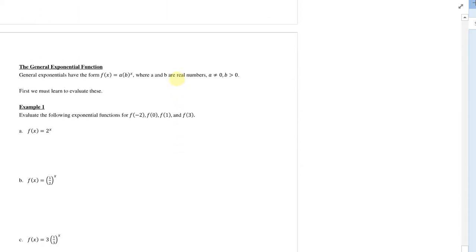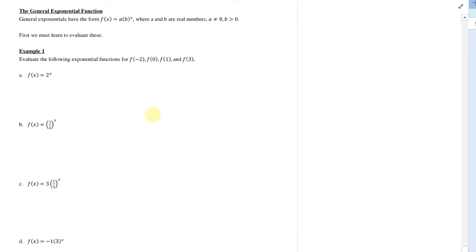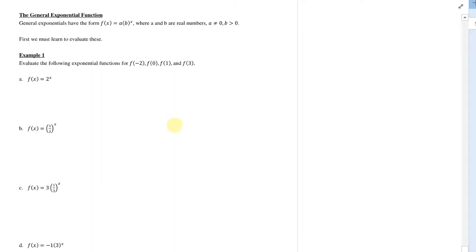So first things first, let's talk about the general exponential function. General exponentials have this form. This is the key thing that you want to know: f of x equals a times b to the x. A and b are real numbers. A does not equal 0. B is greater than 0.